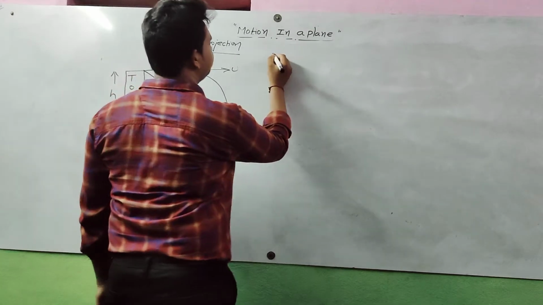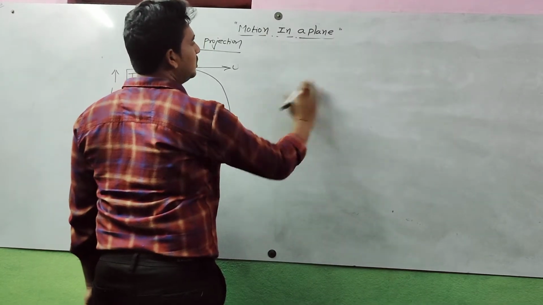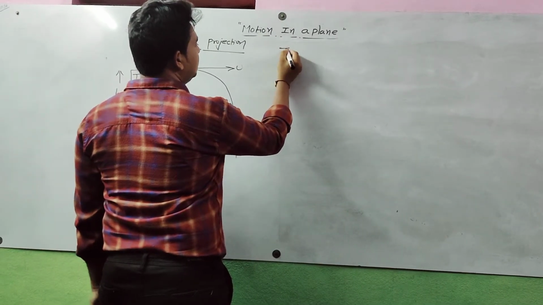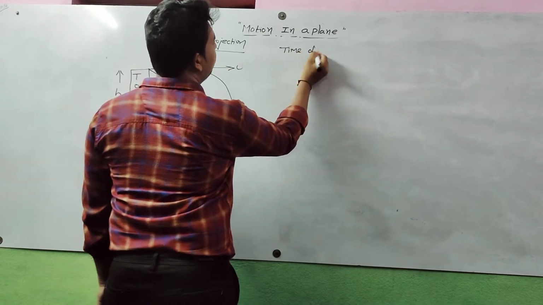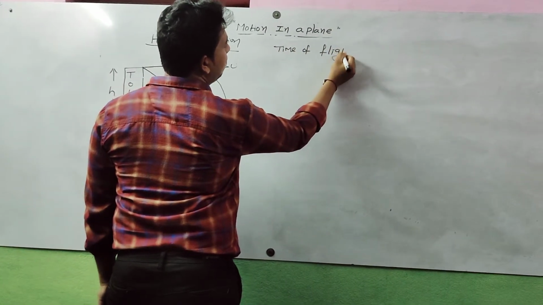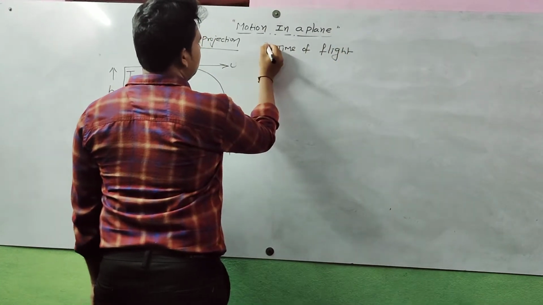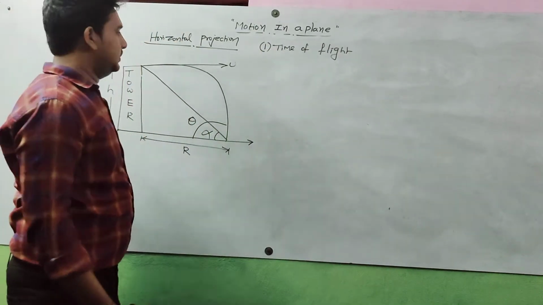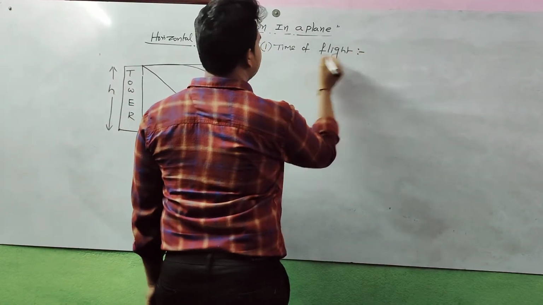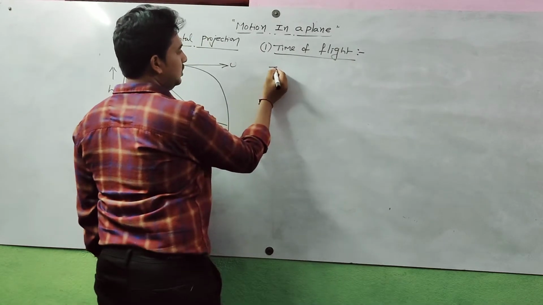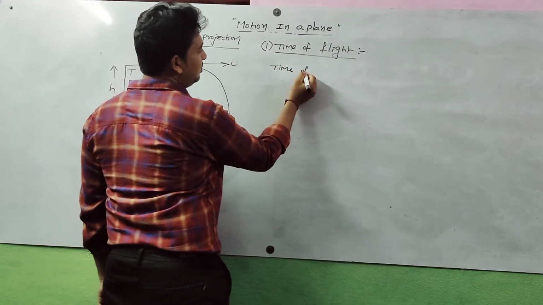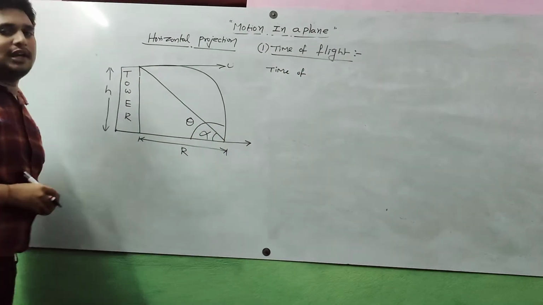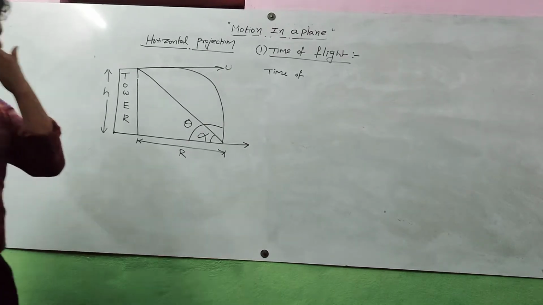So now, first factor, time of flight. How to find time of flight? From this diagram observe carefully. Time of flight means what? Time of ascent plus time of descent.